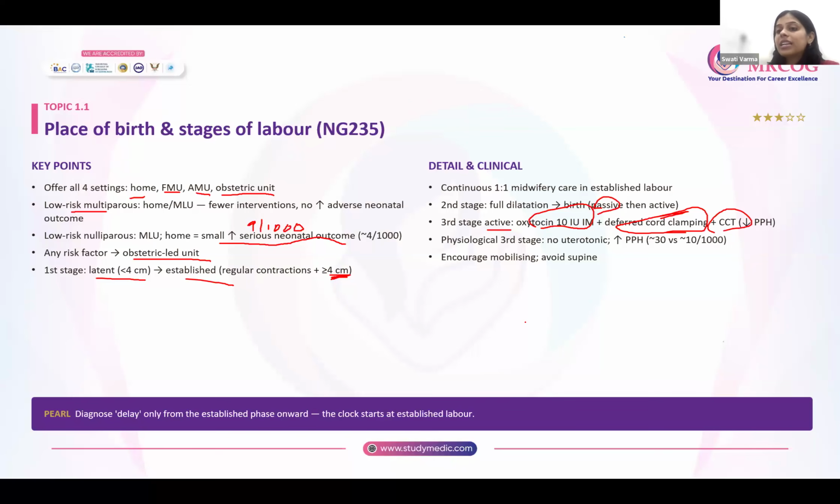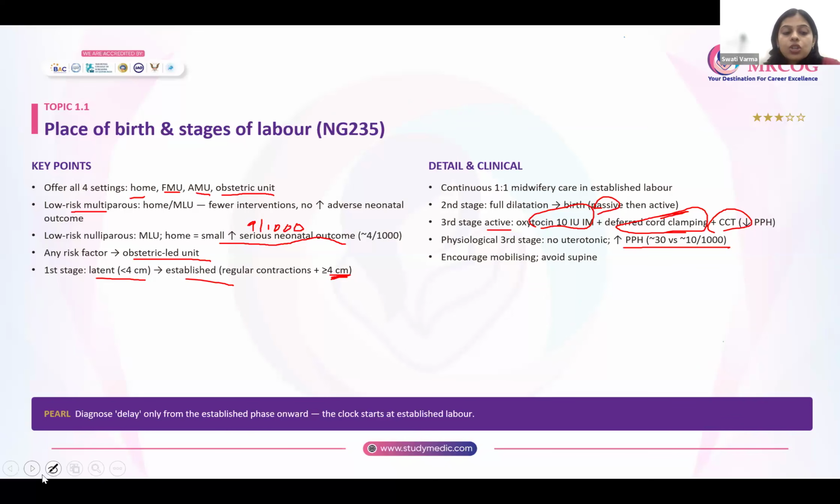Now, what advantage does this have over physiological third stage? What is physiological third stage? When we are not administering these kinds of things. We are not administering any uterotonics and we leave the lady. We don't do any interventions like delayed cord clamping or controlled cord traction. We allow the placenta to deliver by itself, but the risk is that the chances of PPH are slightly more than active management of third stage of labor. In fact, not slightly, but the difference is like 13 and 30.